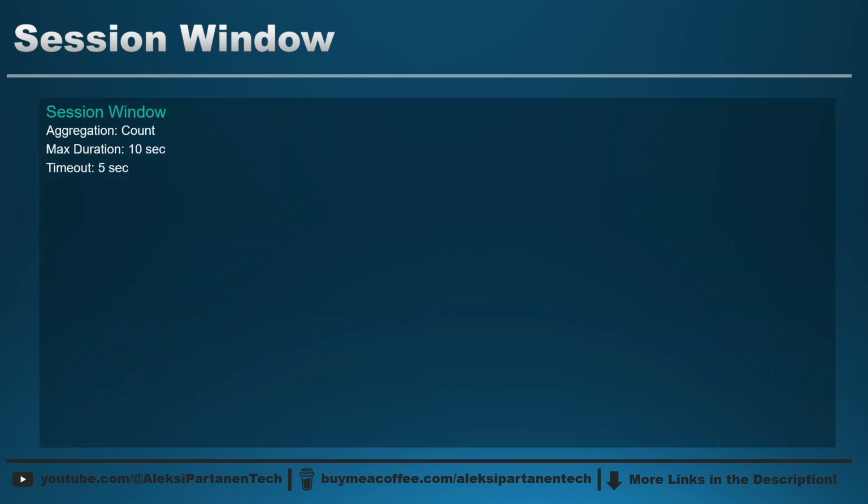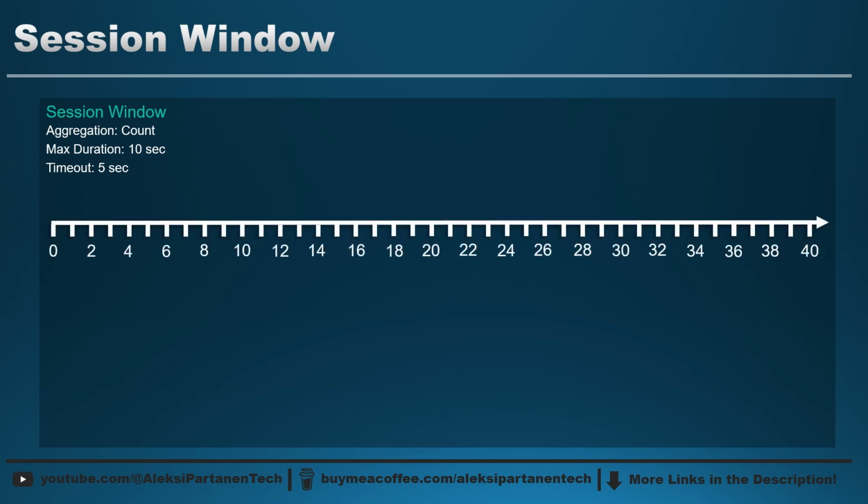Let's have aggregation as count again, max duration of our window as 10 seconds and timeout of 5 seconds. This means that our window will end after 5 seconds of no incoming events, or it will have a hard stop at 10 seconds if there is a constant stream of events. Here we have our timeline, and on our timeline we have a bunch of events arriving at different times. Now let's start to add session windows.